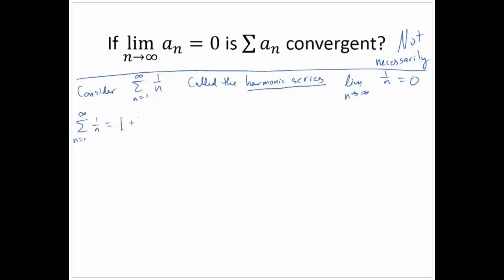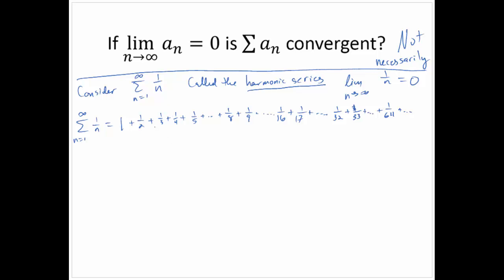Well, that would be 1 plus a half plus a third plus a fourth plus a fifth plus a sixth, a seventh, an eighth, a ninth, a 10th, 11th, 12th, 13th, 14th, 15th, up through a 16th, a 17th, through the 32nd, the 33rd, 1/33rd, plus up through 1/64th, plus etc. And I've written it like this on purpose, and you'll understand why in a moment.